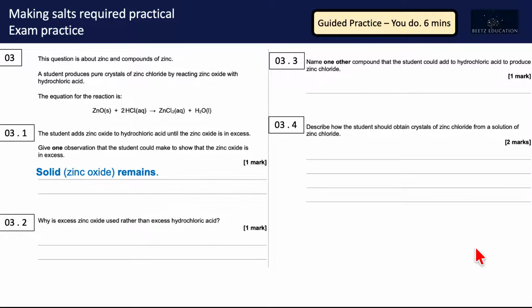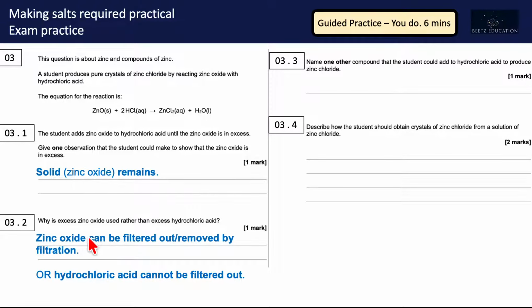First one then. Solid zinc oxide remains. Okay, that's how I would know that it's been added in excess. Okay, the bit in bold or the bits in bold are the essential parts for the mark in that response. Why is excess zinc oxide used rather than excess hydrochloric acid? We can either say that the zinc oxide can be filtered out or removed by filtration, or that hydrochloric acid cannot be filtered out. Yeah, the molecules of hydrochloric acid are far too small to be removed using filter paper.